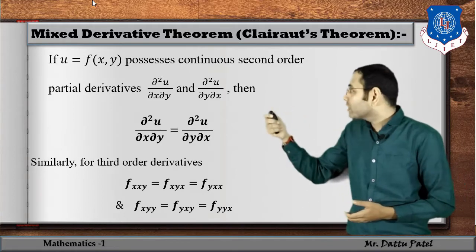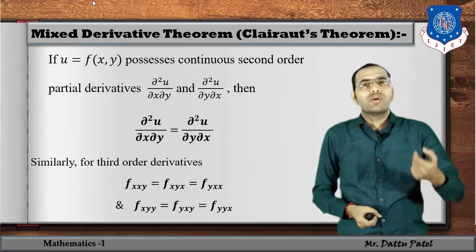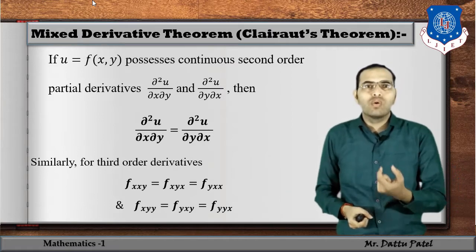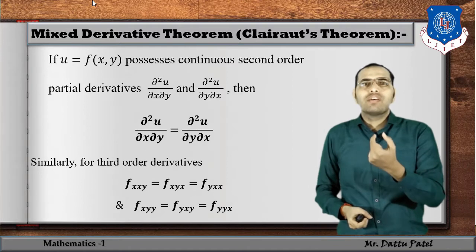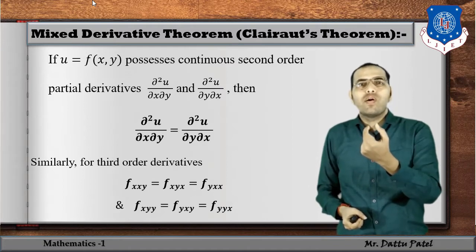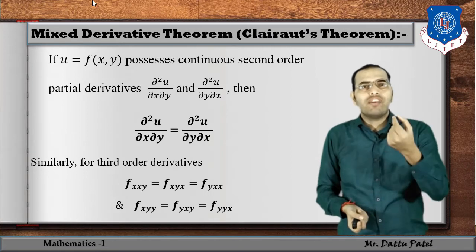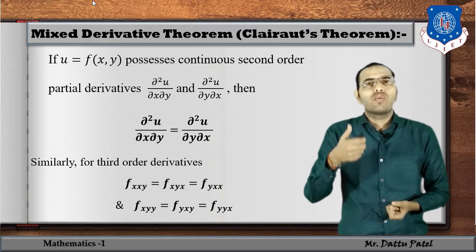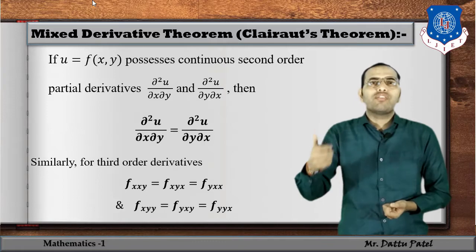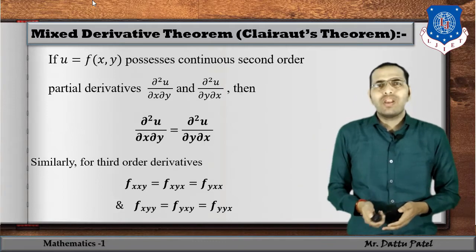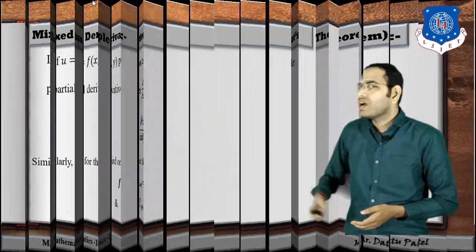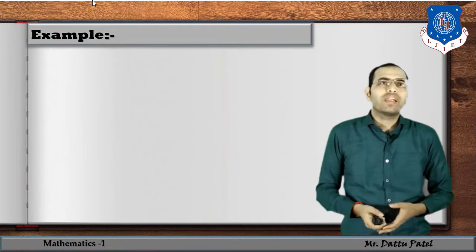Similarly, for the third order partial derivative, f_xxy equals f_xyx, which is the same as f_yxx, and similarly f_xyy equals f_yxy equals f_yyx. Now let's see one more example based on the Clairaut theorem.